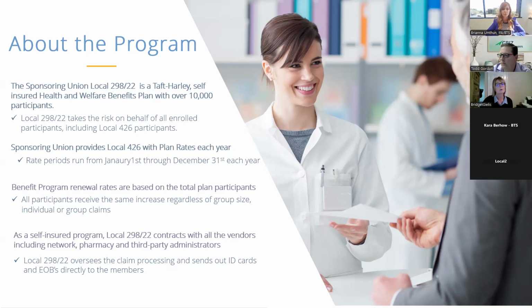As a self-insured program, Local 298, they do contract with all their vendors, including the network, the pharmacy, and third-party administrators. They do oversee their claims processing. They send out the ID cards and EOBs directly. The reason we call that out is you might have familiarity with the names CapCare, IFA, but we want to make sure that you're familiar with knowing Local 298 and 22, because that is where the documents do come from.